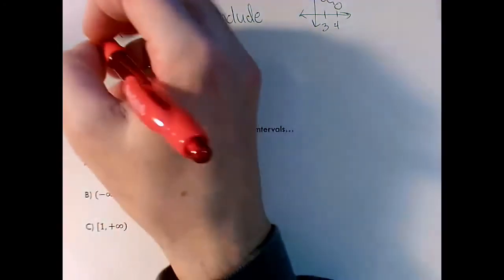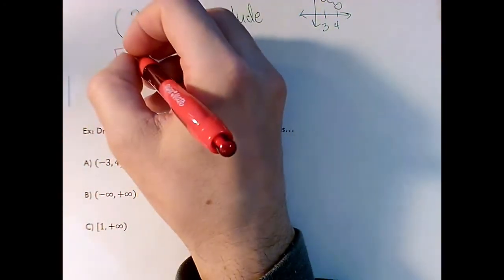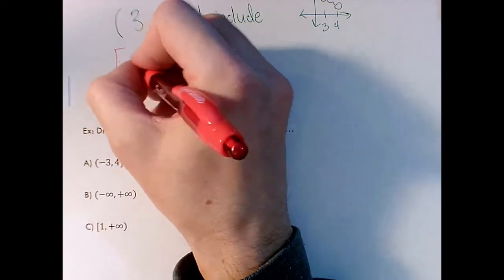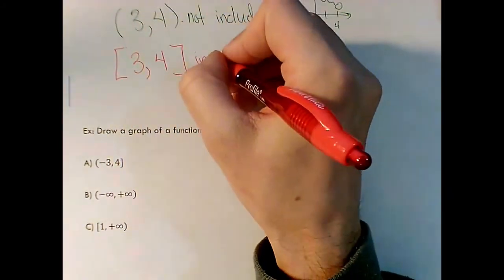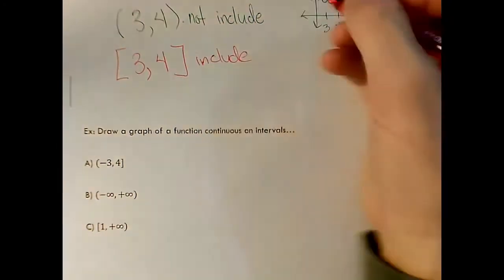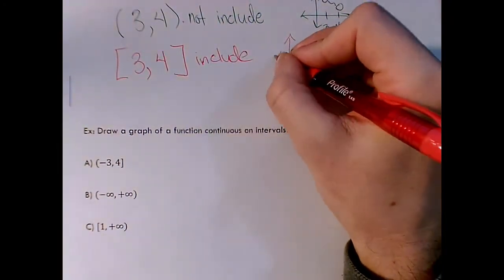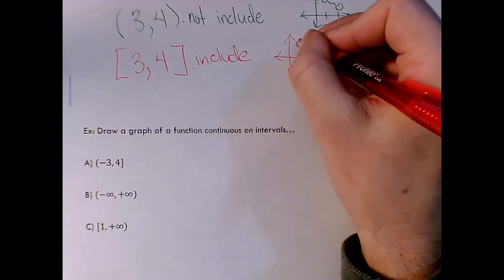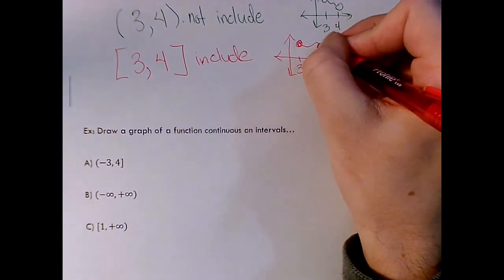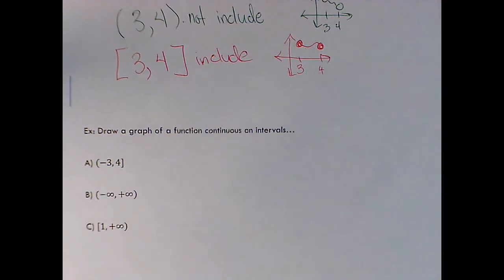When you have the bracket-looking interval, you do include those. So in the previous picture in the green, I had those circles not filled in. Well, now you do fill in those circles. I don't care what happens in between. You do fill in those circles.